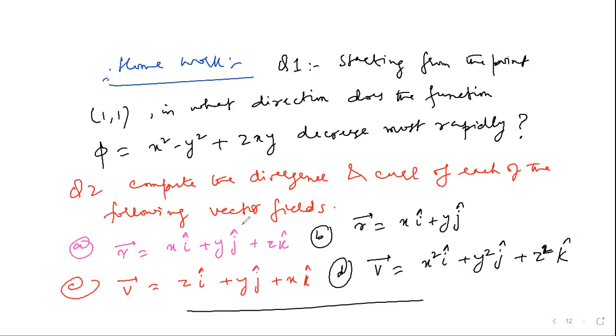I repeat the question. Compute the divergence and curl of each of the following vector fields. I'm given 4 vector fields. I have to find their divergence and curl. First is r equal to x i cap plus y j cap plus z k cap. Second is r equal to x i cap plus y j cap. Third is v equal to z i cap plus y j cap plus x k cap. And the fourth one is v equal to x square i cap plus y square j cap plus z square k cap. So this is all for today.